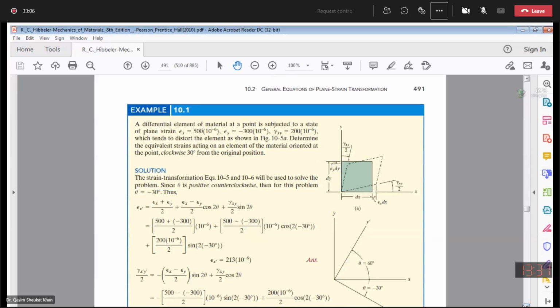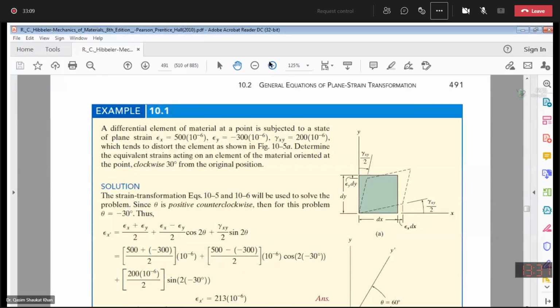If you guys are ready, then let's start with the numerical. A differential element of material at a point is subjected to a state of plane strain. Epsilon x is 500 microstrains, epsilon y is minus 300 microstrains. Shear strain gamma xy is 200 microstrains. Here epsilon x is positive 500 microstrains, epsilon y is minus 300 microstrains. Gamma xy shear strain is positive 200.